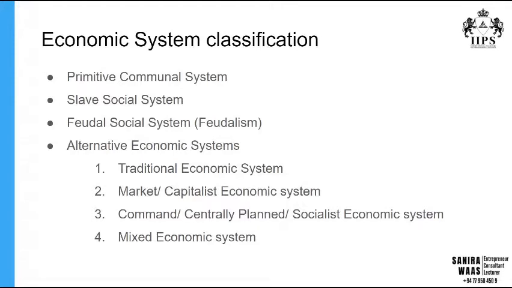In there, we do have four subparts under the alternative economic systems, or what we call the modern economic systems. The first one is the traditional economic system. The second one is the market, or else we call this the capitalist economic system. The third one is the command, or else central plan, or some might call it a socialist economic system. The final one is the mixed economic system. The majority of the world holds this way.